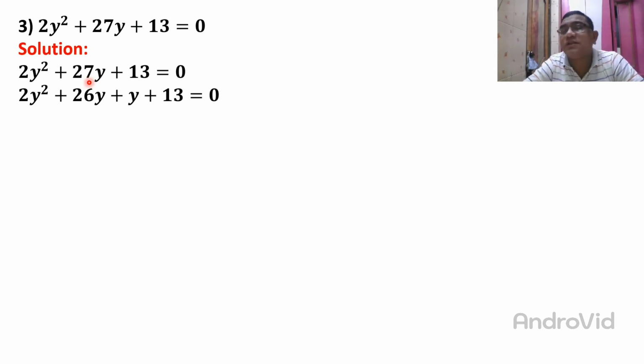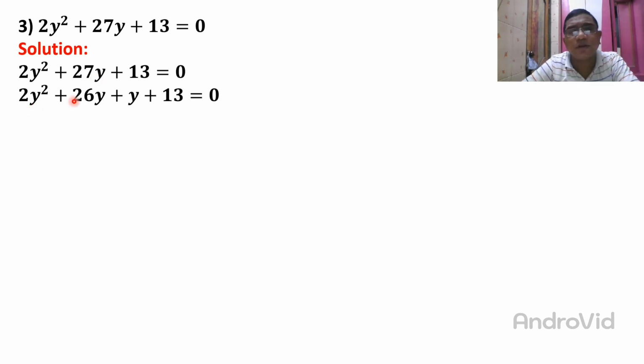26 ones are 26. So here we write 2y square plus 27y plus 13. The first term coefficient is 2, and that is multiplying the third term, 13. 13 twos are 26, so we are getting 26. So 26 is the product and the sum must be 27. How can we get sum 27? 26 ones are 26, then you get sum 27. So this 27 is factorized as 26 and 1.